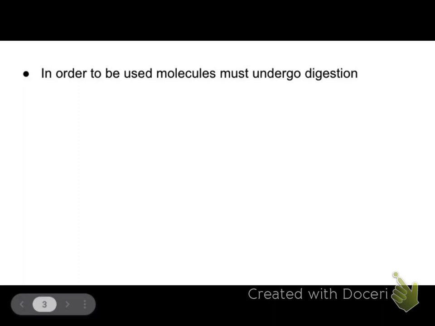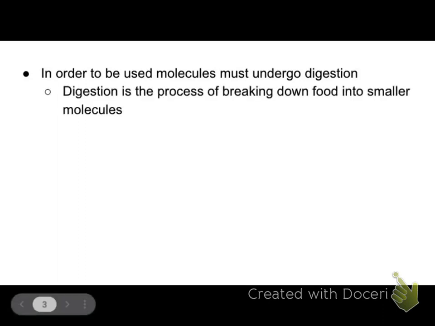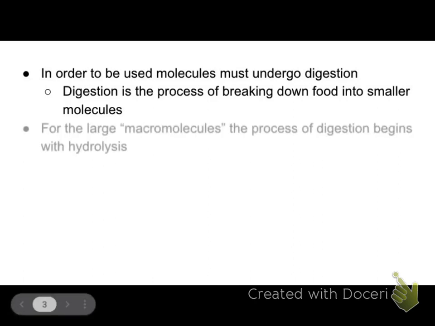In order to be used, molecules have to undergo digestion, which is a word I've already used a couple of times today, so we'll define it. Digestion is the process of breaking down food into smaller molecules. So in order to get those molecules smaller, they have to be broken down. They have to be digested.